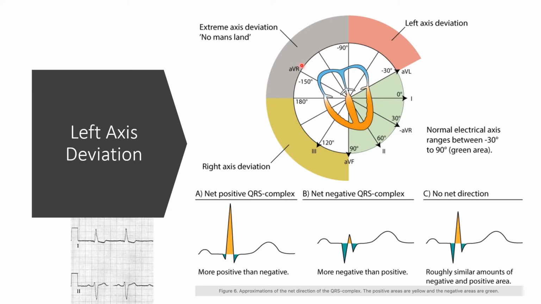diagram and then you go 90 degrees perpendicular to AVR in the direction of the most positive QRS complex among the limb leads. So in this ECG, AVL and lead 1 are the most positive, so you go perpendicular from AVR in the direction of AVL, which lands at minus 60 degrees, which is in the left axis deviation zone. So this ECG shows left axis deviation.